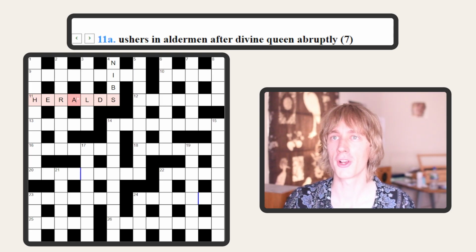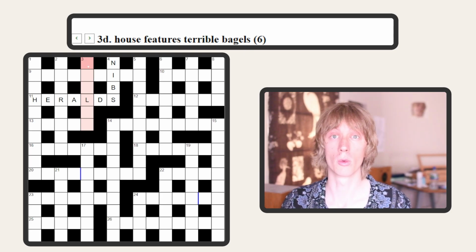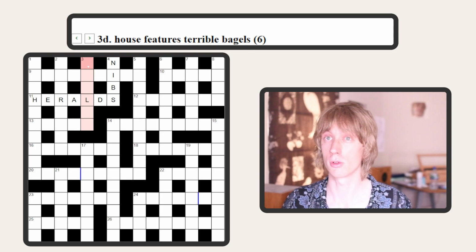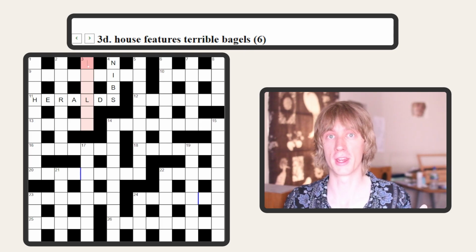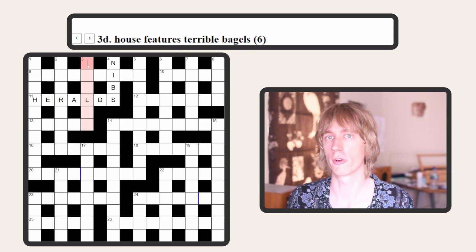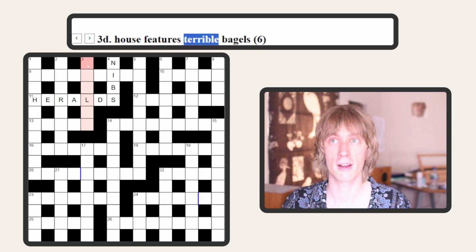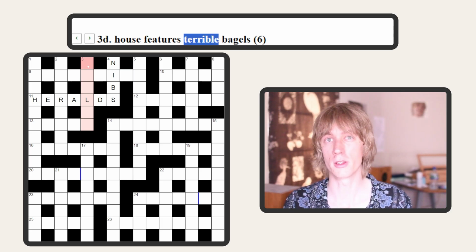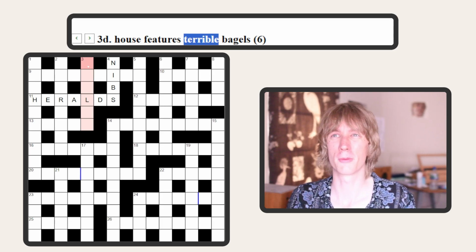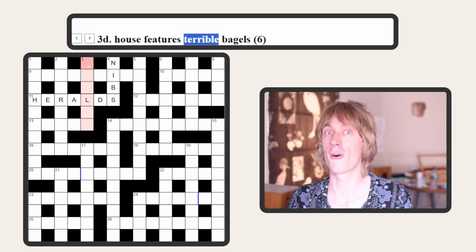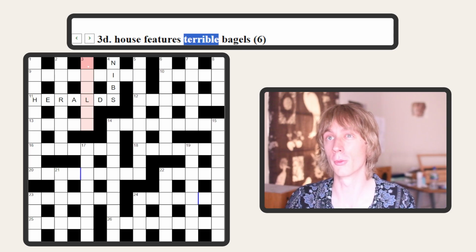Okay, let's have a look at 3 down then. "House features terrible bagels." Well, once again, we don't know whether the literal is house or house features, or whether it's bagels or terrible bagels, right? We just know that it's at the beginning or at the end. So I'm going to look for an indicator that might point me in the right direction. And an indicator I see here is the word terrible. Now, terrible is sometimes used to indicate an anagram. And an anagram indicator can essentially be any word that implies that something's not quite right, that something's moving around, that it's bustling or active. It's a really broad indicator. So we're going to make something terrible, we're going to anagram it.